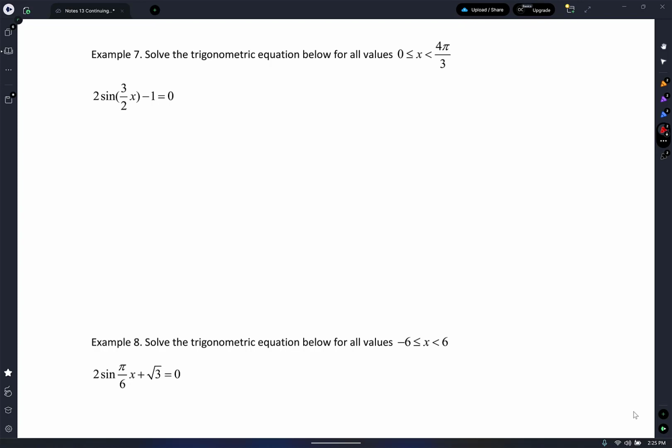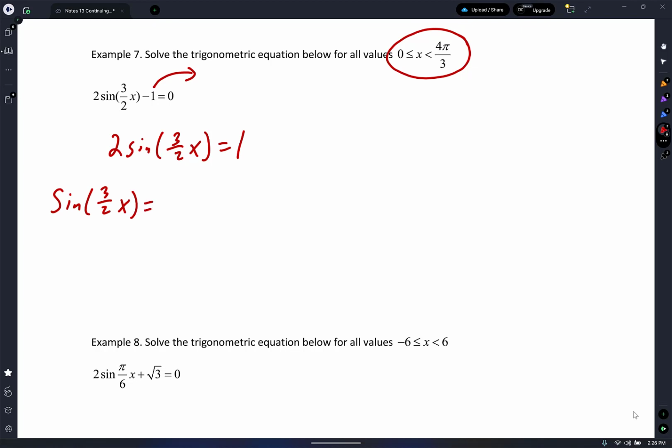All right, let's move on. How do I want to solve for x? I want all the answers between 0 and 4 pi over 3. So the first thing you're going to do is move the, no, not the 2, move the 1. 2 sine 3/2 x equals 1. I know you're probably saying, when do I move it? When do I not? When do I solve? It all depends, guys. Next, I got to get rid of the 2. How do I get rid of the 2? Divide. Sine of 3/2 x equals 1/2.